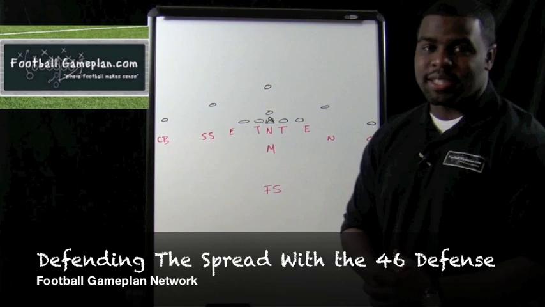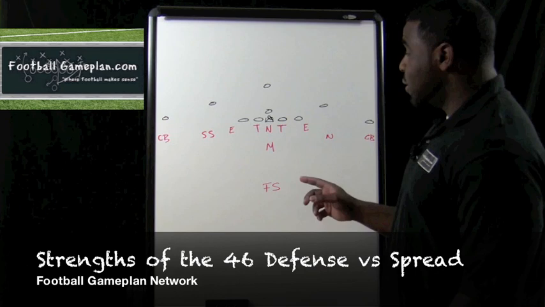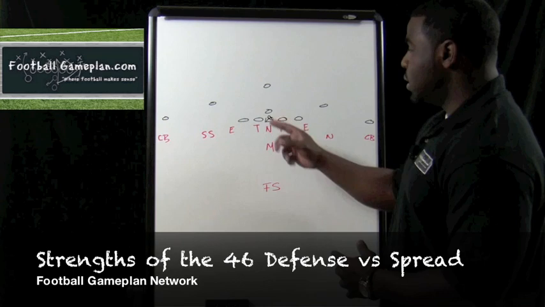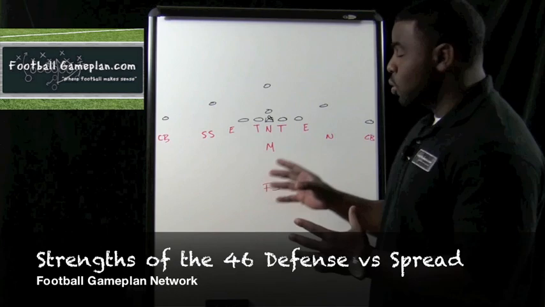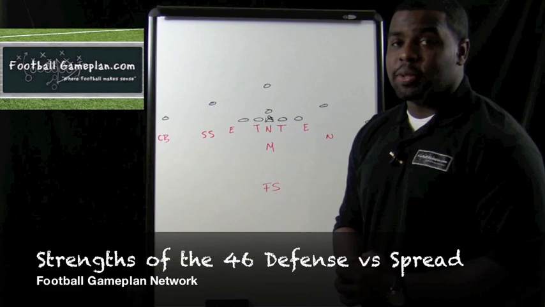Stay tuned. Now, there are many strengths to running a 4-6 defense against a spread offense. One is the fact that you can easily get interior pressure up the middle, with your tackle and your nose on the center. It also forces the tackles to defend an edge rusher, a speed guy, when you go to a big on big situation, a lineman on lineman type situation. It forces the tackles to make sure they defend the edge, especially protecting the quarterback.